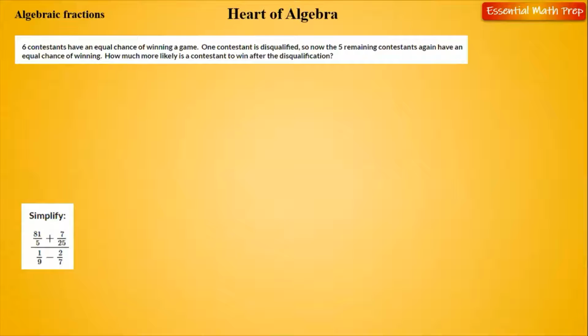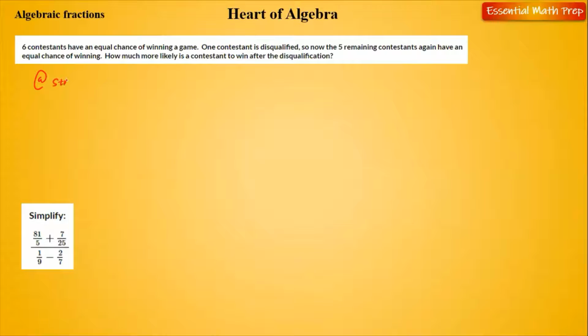6 contestants have an equal chance of winning a game. 1 contestant is disqualified. Now the remaining 5 contestants have an equal chance of winning. How much more likely is a contestant to win after disqualification? So this problem is simpler than you might think it will be.